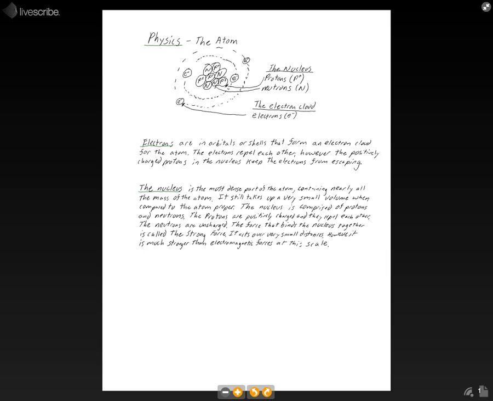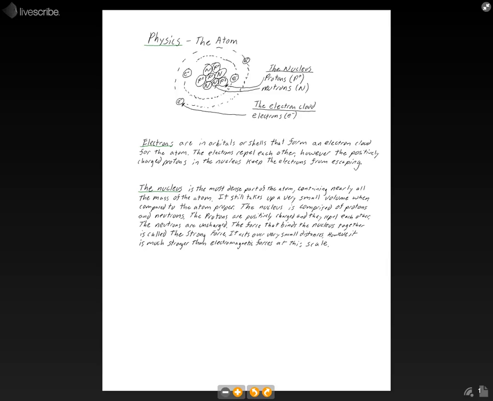One example that I've seen is that it's basically the equivalent of if you have a football field and you put a dime into the middle of the football field, that would represent the nucleus, and then the entire rest of the football field would be the rest of the atom. So very, very small in comparison.